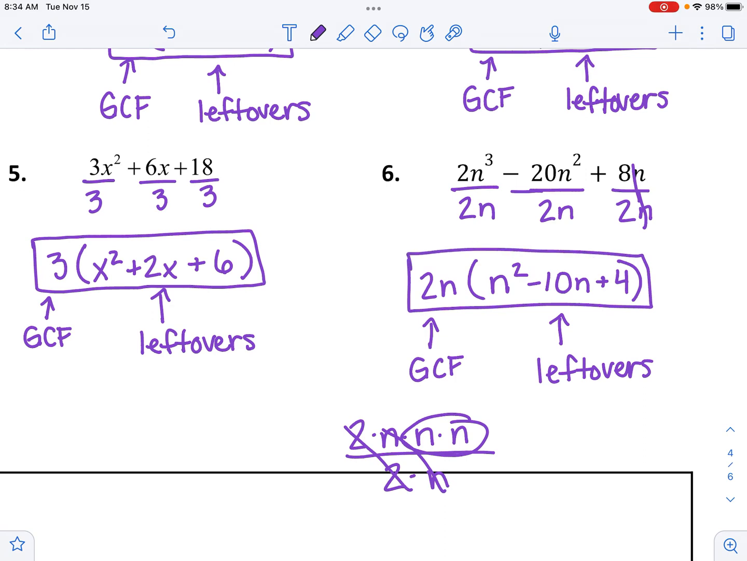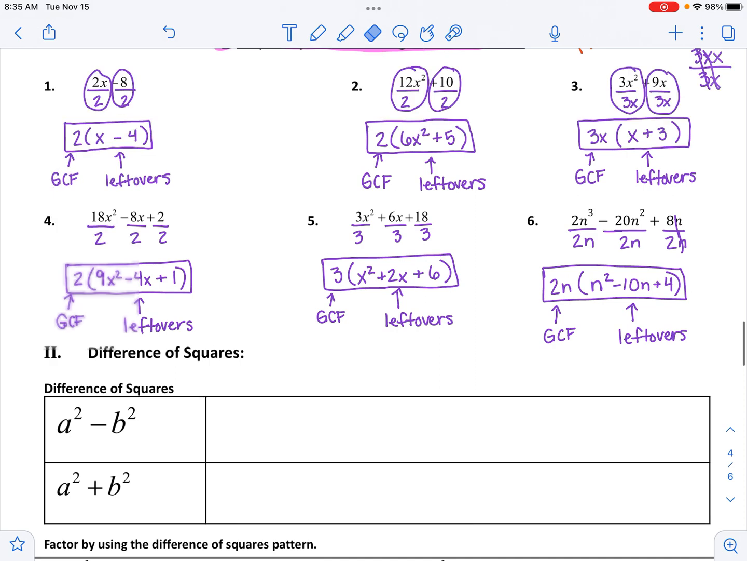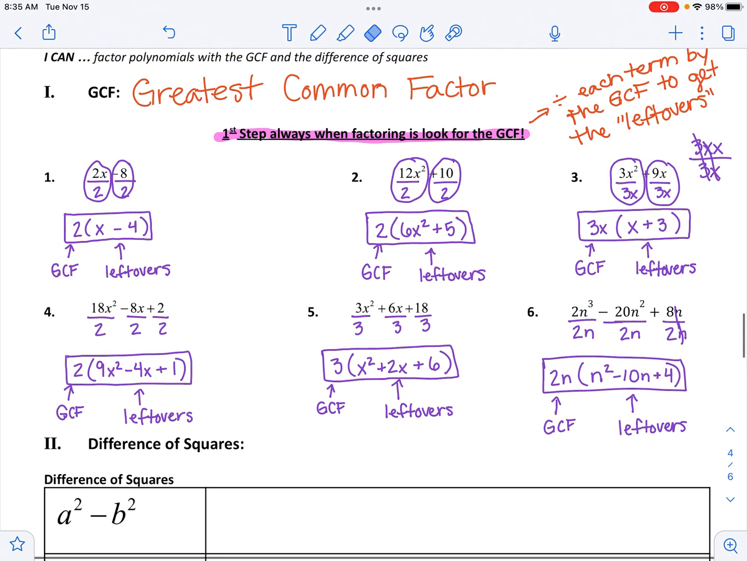Again, always go check your work. If I distribute out to each term, we should get back to our original problem up here. Okay? GCF out front, leftovers in the parentheses. Okay, so we will be using GCF for the rest of this unit. That is always going to be the first thing we check in any problem. We're going to check for a GCF.